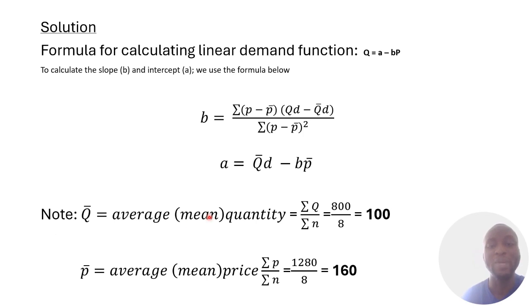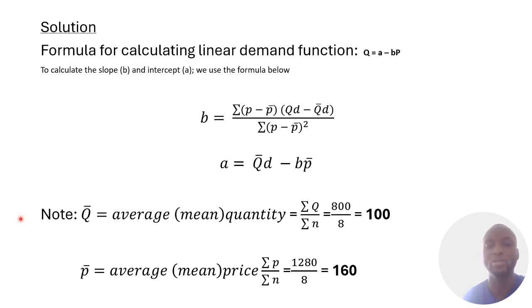To calculate the mean quantity, if we go back to the previous slide, we can see that what we did is that we sum up all the quantity in the column and we divide it by the total number. It's a simple method of calculating the mean. Summation x over n. That is 800 divided by 8. I will tell you how we got the 800.